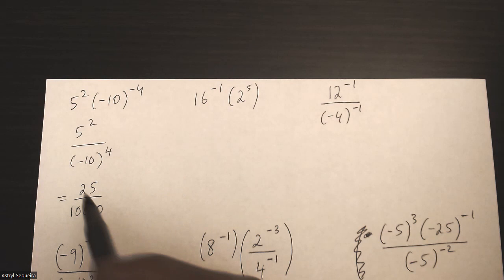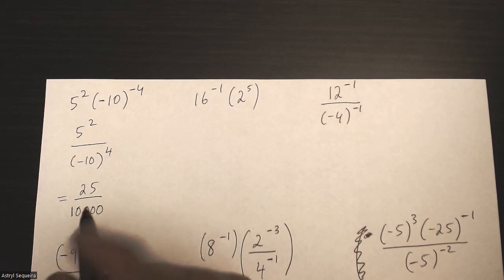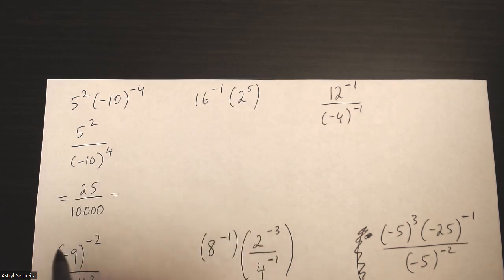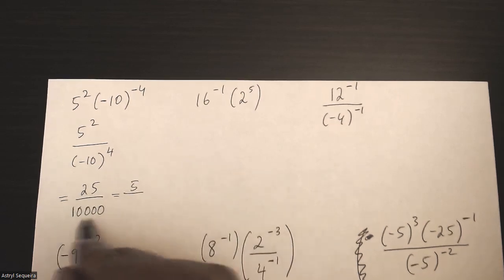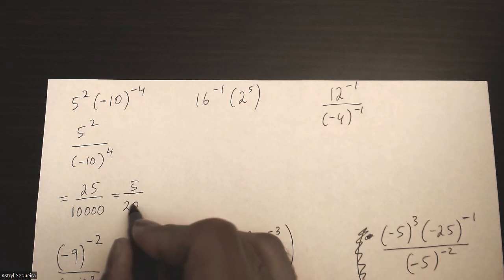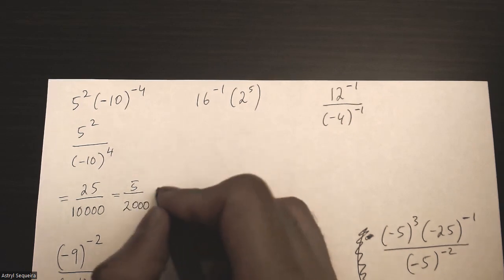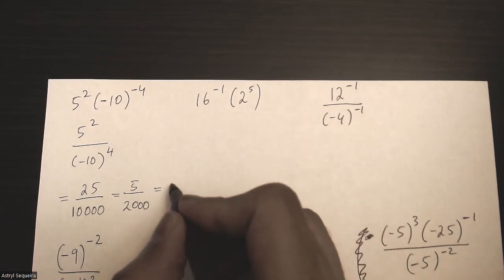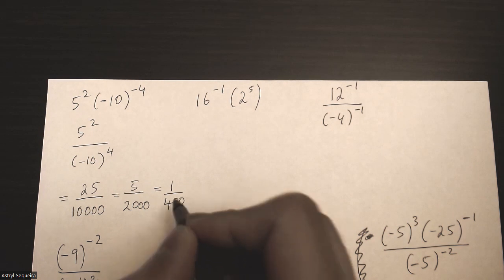Now, all I have to do is simplify this. I can divide both these numbers by 25, but if that's a bit hard to tell, we can start by dividing by 5 first. If I divide by 5, 25 divided by 5 is 5, and 10,000 divided by 5 is 2,000. And then I can divide by 5 again. So the final answer will just be 1 over 400.